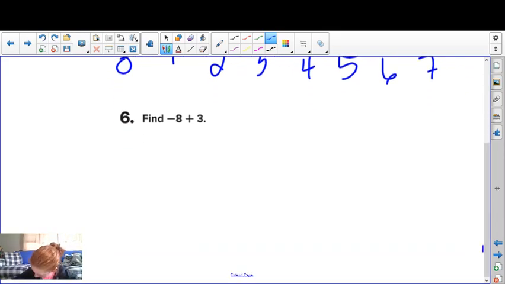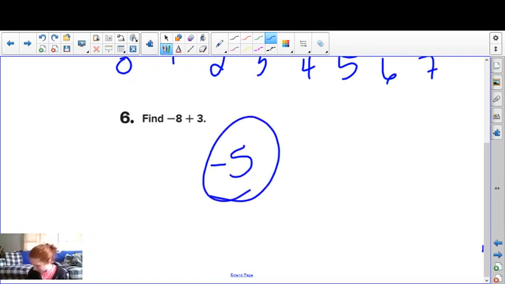-8 plus 3. I'm going to end with negative, and the difference between 8 and 3 is 5. So I get -5.